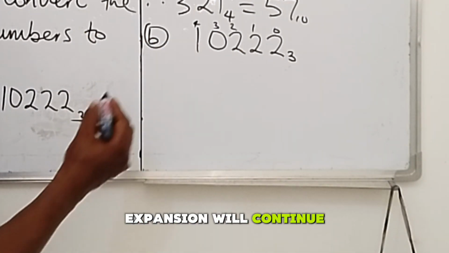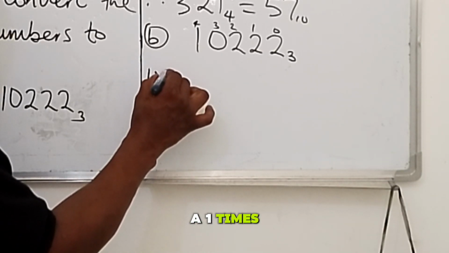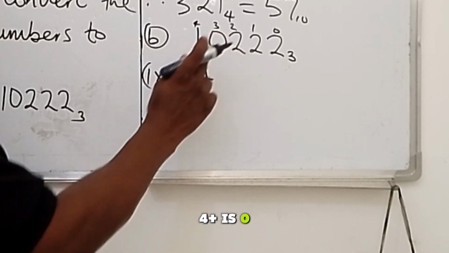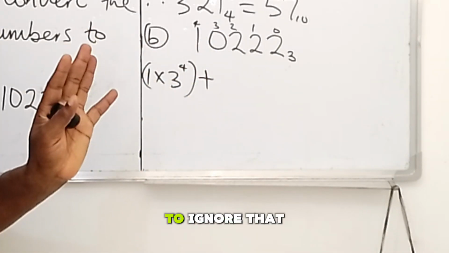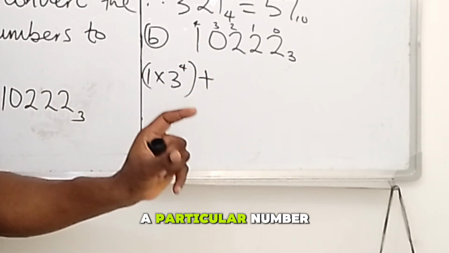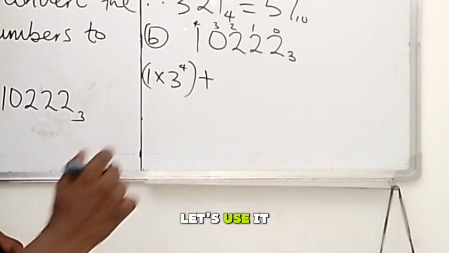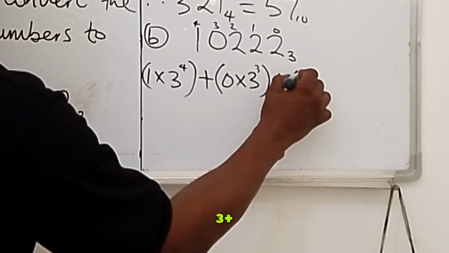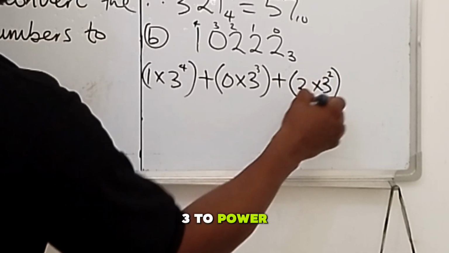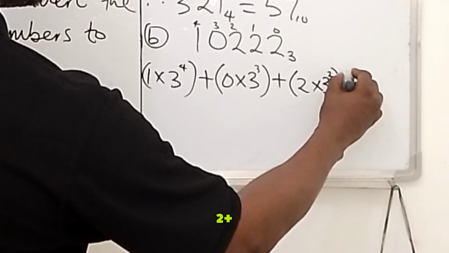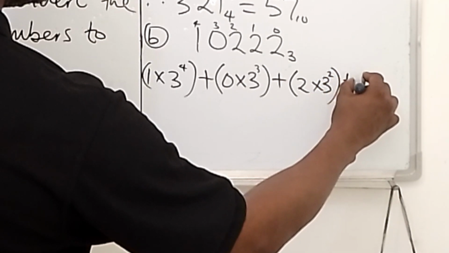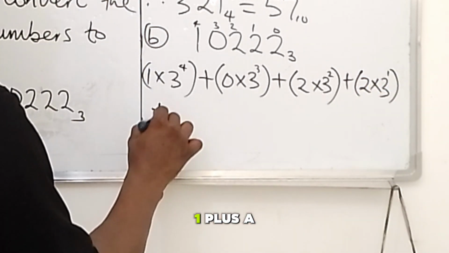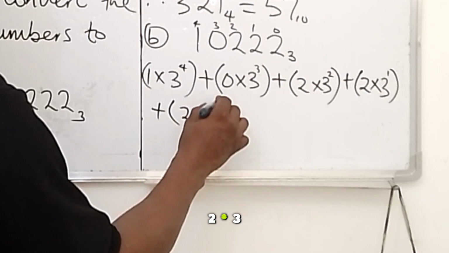So the expansion will continue. We have 1 times 3 to power 4, plus 0 times 3 to power 3. In the future, when you have 0, you will tend to ignore that term, because 0 times any number is still 0. But for learning, let's use it. Plus 2 times 3 to power 2, plus 2 times 3 to power 1, plus 2 times 3 to power 0.